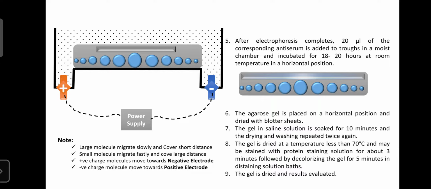So this electrophoresis is helpful for the separation of molecules from patient serum, according to their size as well as their charge. After that, in the trough we put the specific antibodies. That antibody is helpful to target the antigens.